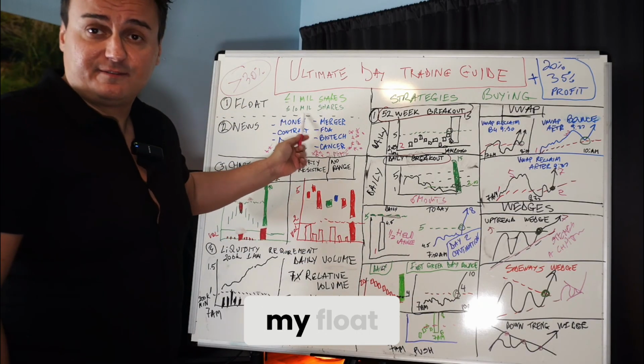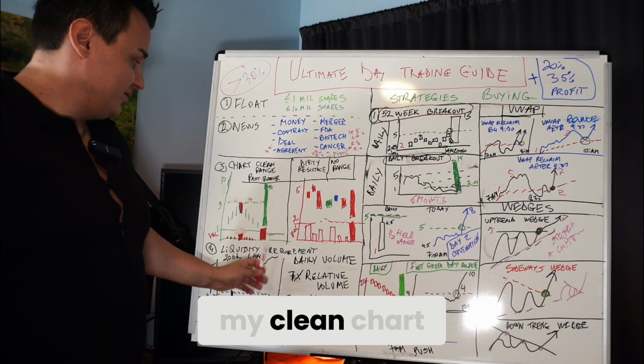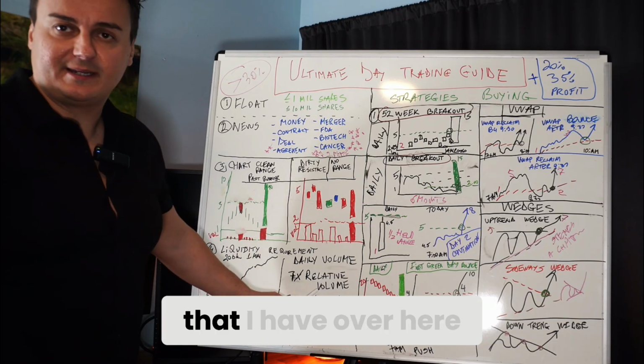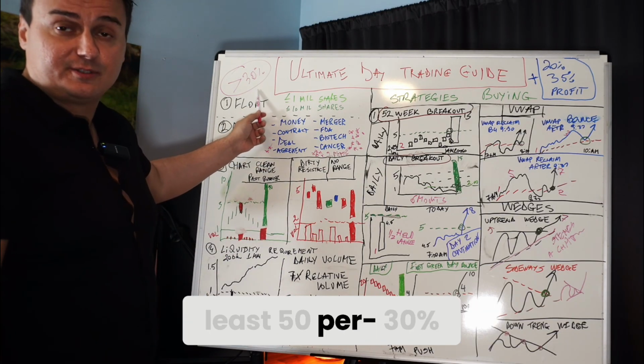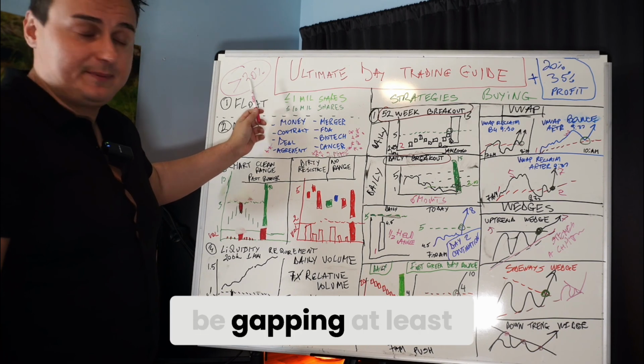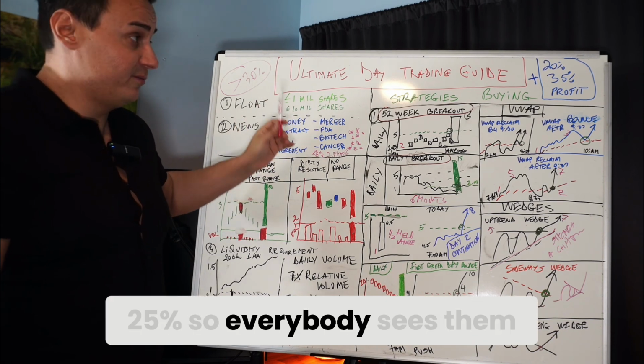They have to fit my float, my news, my clean chart, and my volume liquidity that I have over here. All of them need to be gapping at least 30%. I like them to be gapping at least 25%, so everybody sees them.